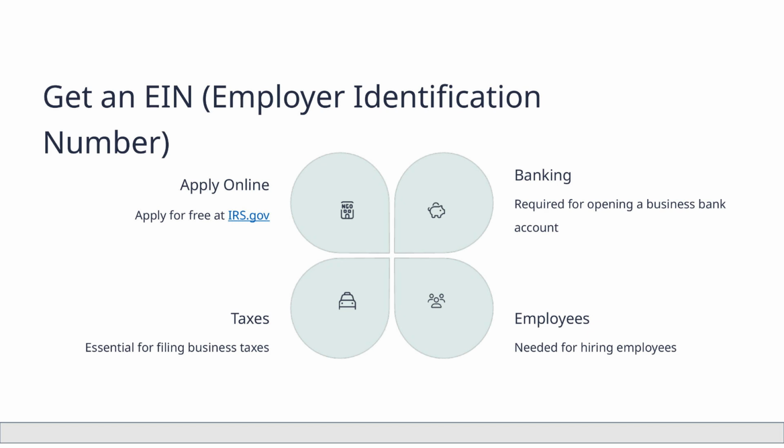Next, obtain an employer identification number, an EIN, for your business. Apply online for free at irs.gov. This number is necessary for opening a business bank account, hiring employees, and filing business taxes. Ensure you have it to streamline your operations and meet legal requirements efficiently. Be sure you are on the IRS's website. They do not charge a fee for an EIN. There are many scams out there that charge fees for this service.